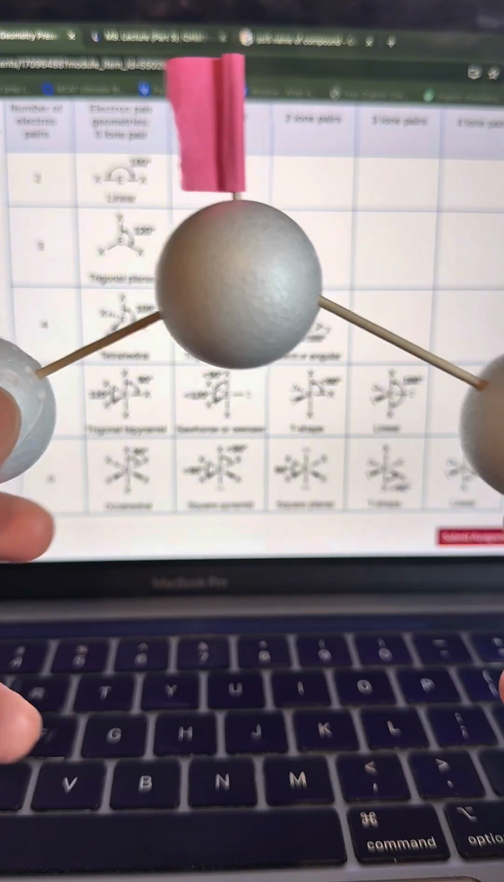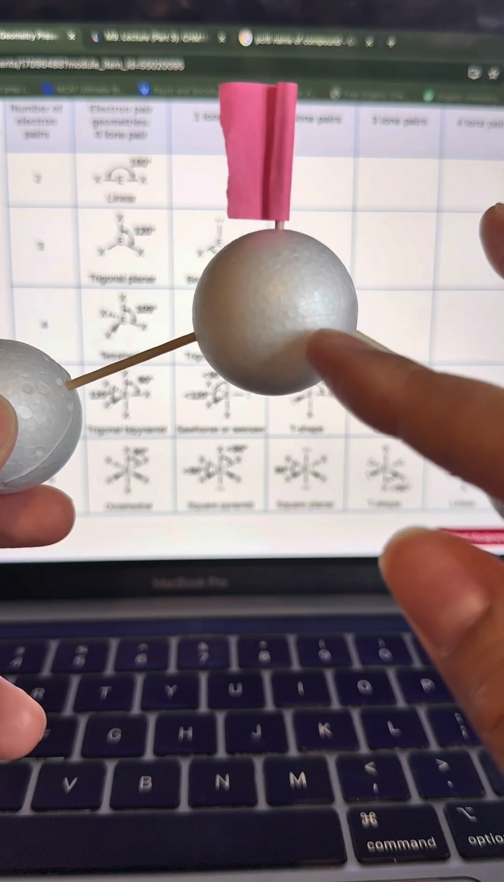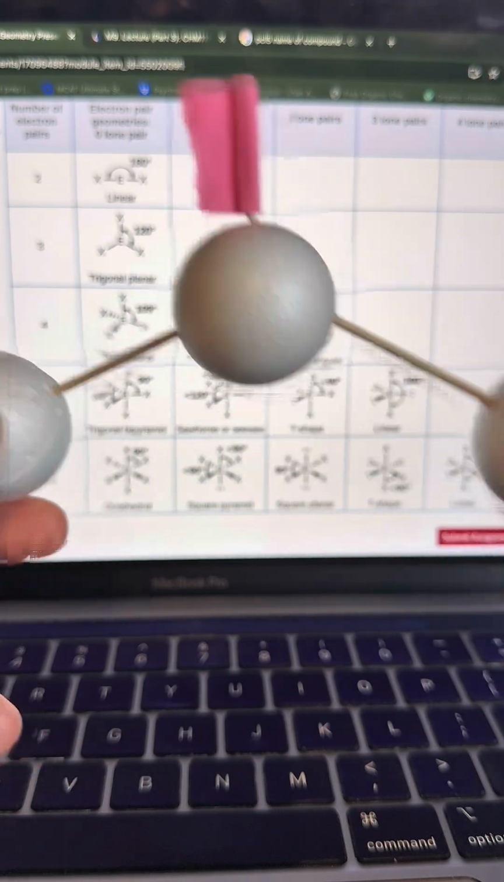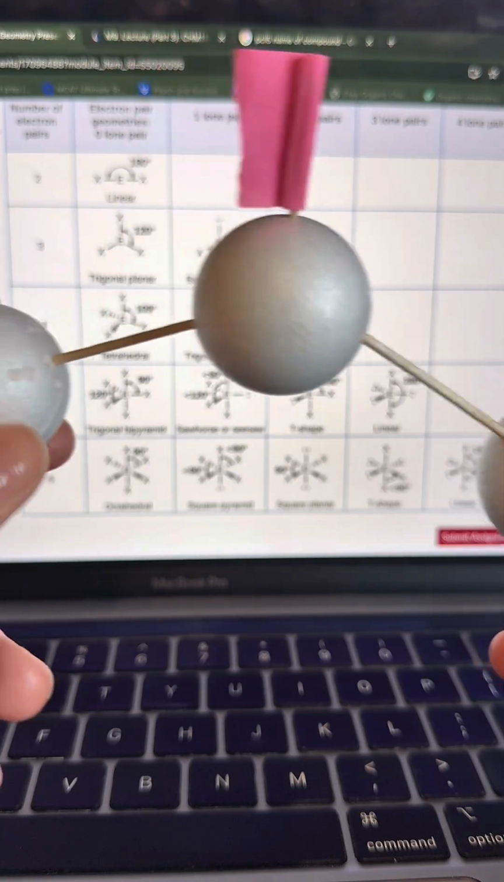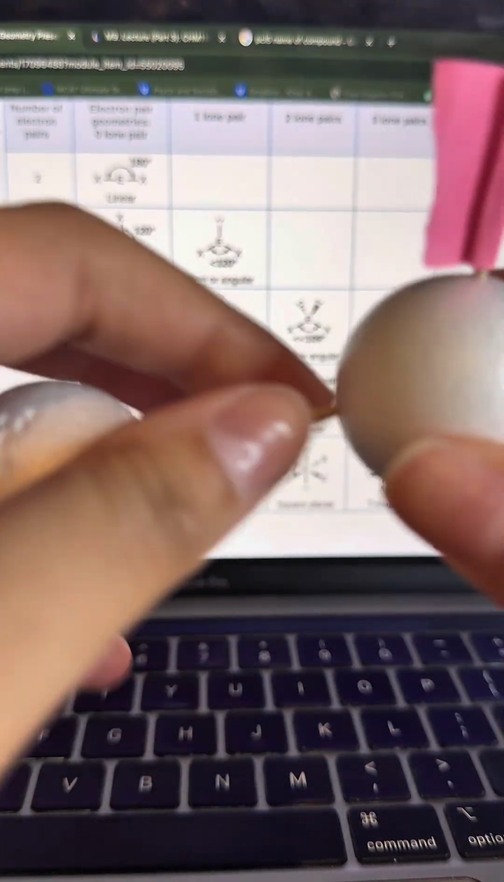So in the example that I have, sulfur dioxide, sulfur is in the middle with its 1 lone pair, and then we have our 2 oxygens that are being pushed by that lone pair.